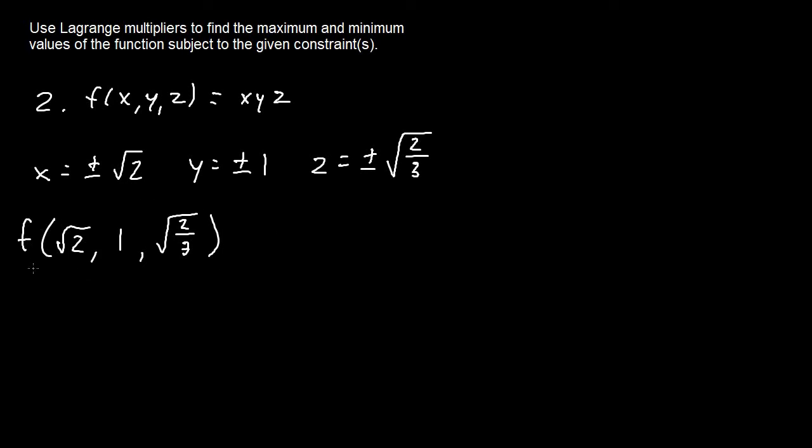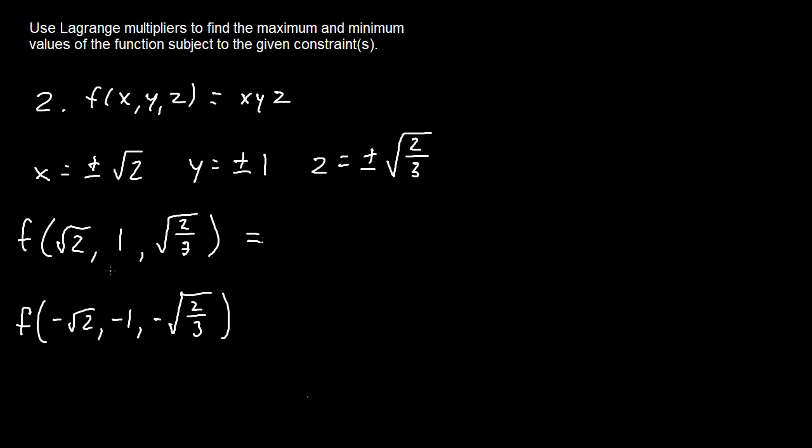So if we plug in f of this coordinate pair, now if we plug in f of all negatives, notice 3 negatives will still be a negative. That will lead us to the minimum value of the function when we plug this in. So negative square root of 2, negative 1, and negative square root of 2/3. So let's go ahead and plug these into the original function to see what our maximum and minimum values are.